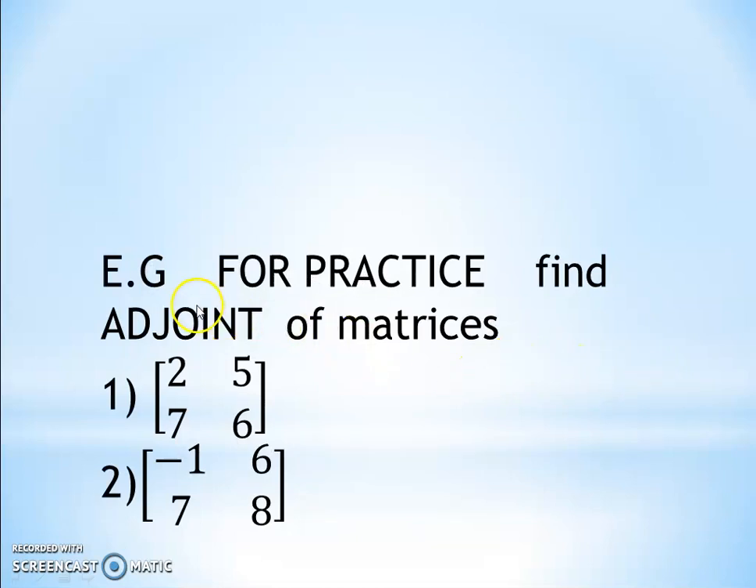So I give an example for practice. Adjoint of the matrix 2, 5, 7, 6. Any guess what the answer is? Yes, the answer is 6 here, -5, here -7 and here 2. So we derive the answer.